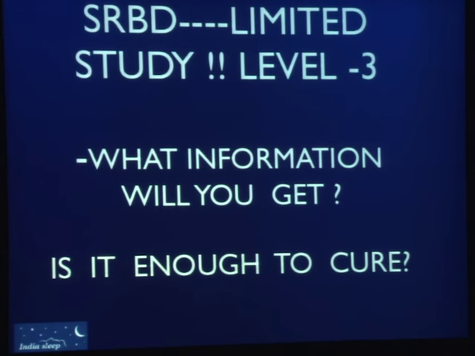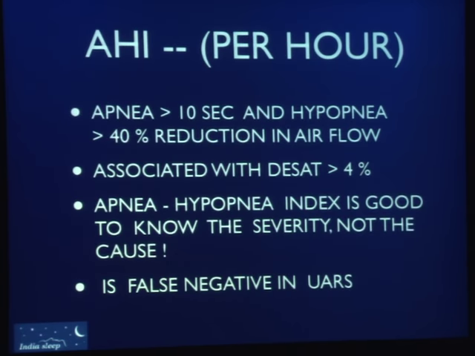So whether we do level 1 or level 3, what are we looking at? What is the index we get? And is that enough to cure a patient? We get the most important index, called the AHI. What is AHI? Apnea Hypopnea Index. What is apnea? If there is a cessation of breathing for more than 10 seconds. And hypopnea is more than 40% reduction of airflow, if associated with a desaturation. If a person stops breathing for 10 seconds but does not desaturate, that's not apnea. Breath-holding spells are possible. So more than 10 seconds of apnea, or hypopnea with more than 40% reduction in airflow, is one event.